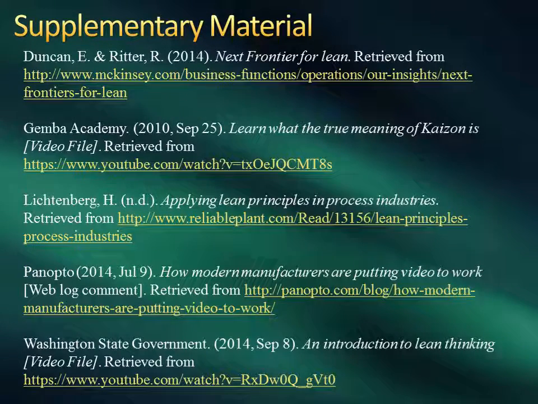Okay, and lastly, there is some additional supplementary material around Lean, as well as Six Sigma, as well as some information in regards to Kaizens.